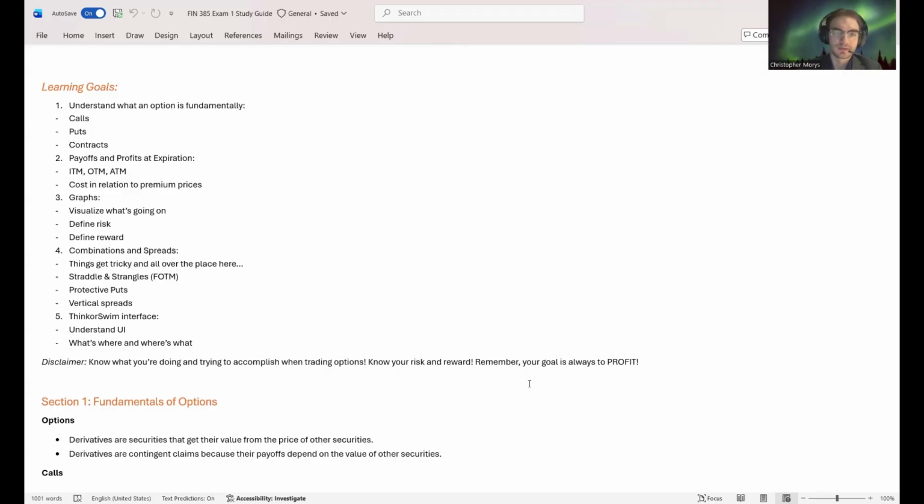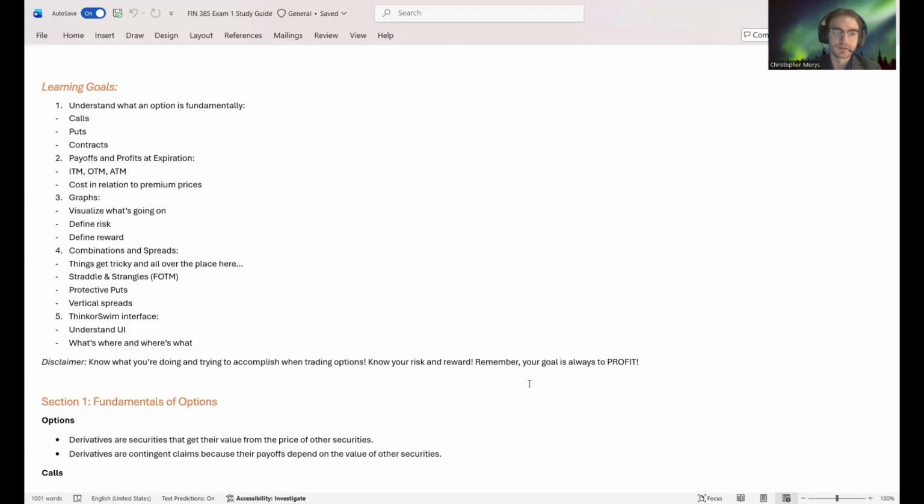Thirdly, I'm going to go over graphs, which is going to be a large part of this document. I'm going to visualize what's going on when you actually trade one of these options. Through these graphs, we're going to be able to see and define risk and reward, meaning when you trade an option, what are the potential losses that you can incur? And also, what are the potential profits that you can gain?